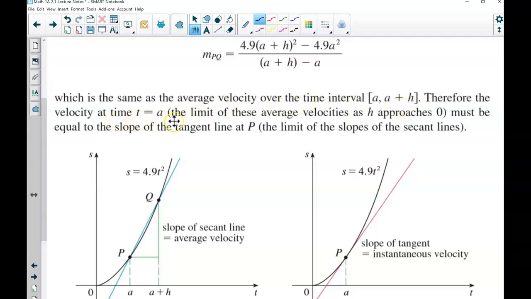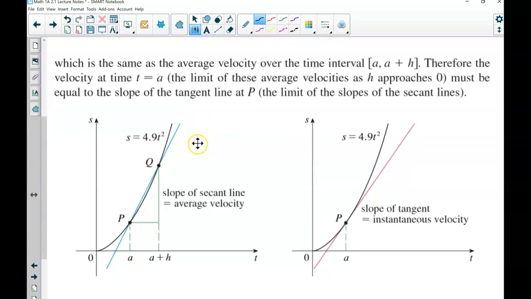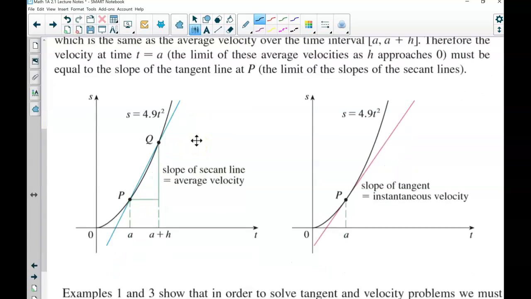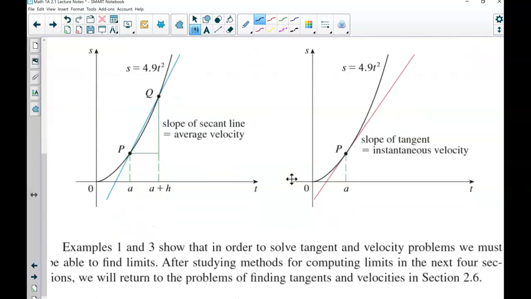Therefore, the velocity at time t equals a, the limit of these average velocities as h approaches 0, must be equal to the slope of the tangent line at P, which is the limit of the slopes of the secant lines. Here you can see the figures of what that looks like. Now, examples 1 and 3 show that in order to solve tangent and velocity problems, we must be able to find limits. After studying methods for computing limits in the next 4 sections, we will return to the problems of finding tangents and velocities when we get to section 2.6.